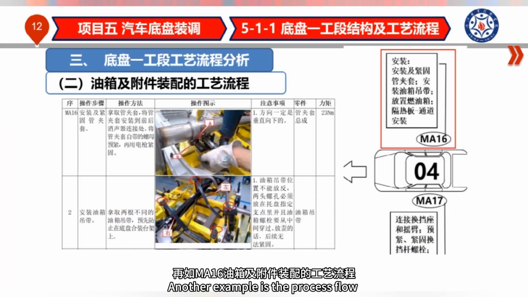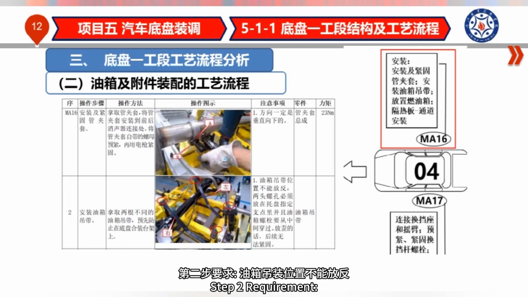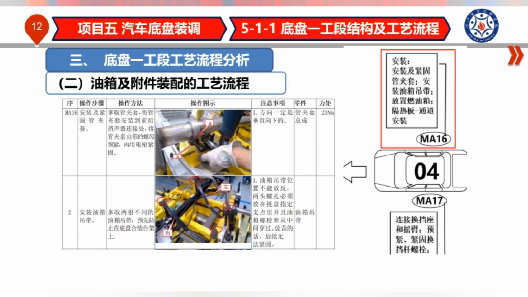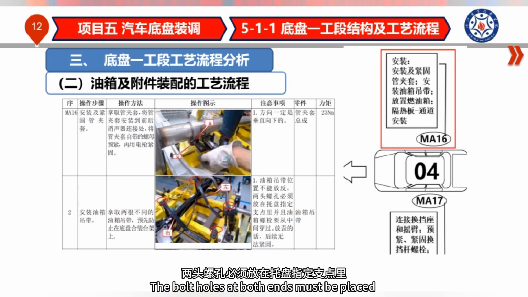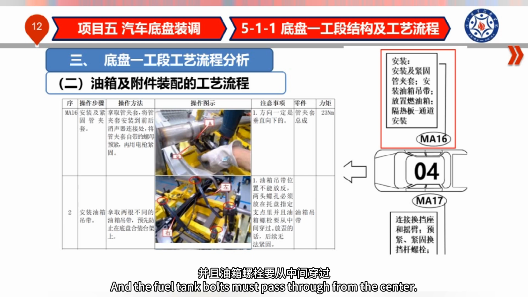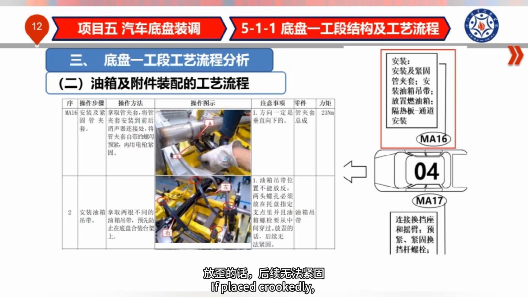Another example is the process flow for MA16 fuel tank and attachments assembly. Step 2 requirement: the fuel tank must not be hoisted in the reverse orientation. The bolt holes at both ends must be placed in the designated support points on the pallet, and the fuel tank bolts must pass through from the center. If placed crookedly, subsequent tightening will be impossible.